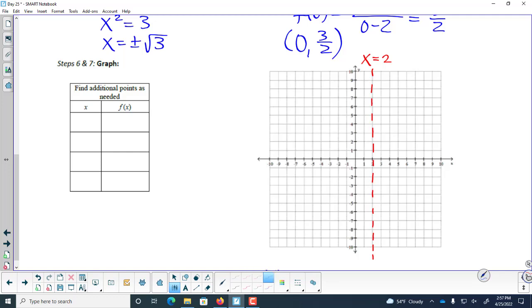Let's put on the points first. So this is approximately 1.7, square root of 3. So we've got negative 1.7 and we've got positive 1.7 for x-intercepts. And 3/2 is 1.5 for a y-intercept. Okay, we could put the slant asymptote on first. It doesn't matter what order you go.